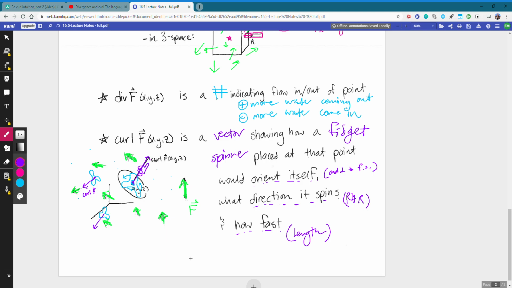All right, well, that's it for today, looking at the definitions of divergence and curl and these physical interpretations for what these are doing.